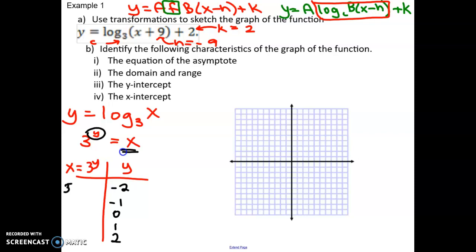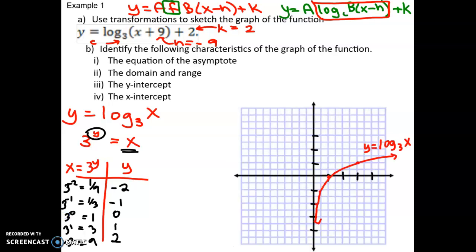So this would be 3 to the power of -2, which is 1/9. Then 3 to the power of -1, which is 1/3. 3 to the power of 0 is 1. 3 to the power of 1 is 3. And 3 squared is 9. So I have my table of values, but I had to start with y's and find x's. Then we're going to plot this on the graph. So your original graph should look something like this.